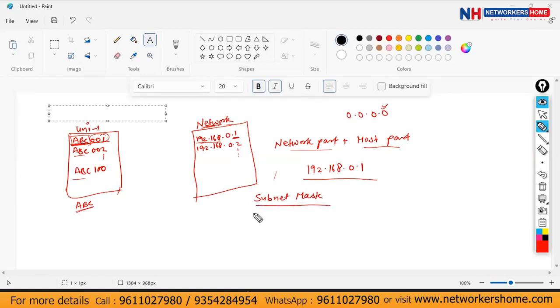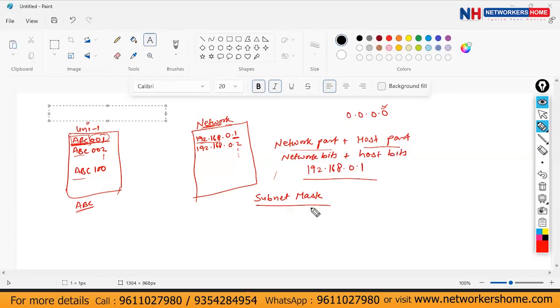The subnet mask is the value, the number, that tells which part of your IP address is the network part and which part is the host part. Because in total, we will be writing everything in bits only, since your system is going to understand binary bits only. So this network part you can also call the network bits, and the host part you can call the host bits.